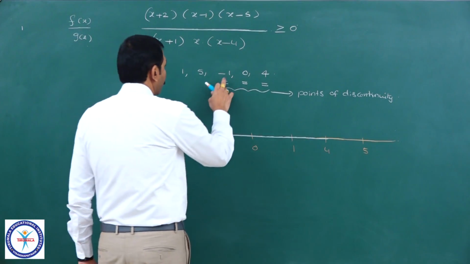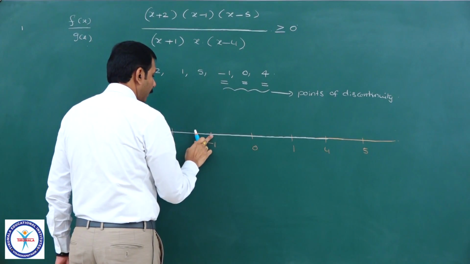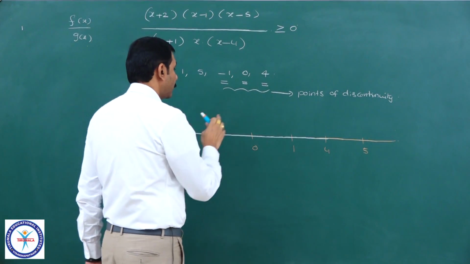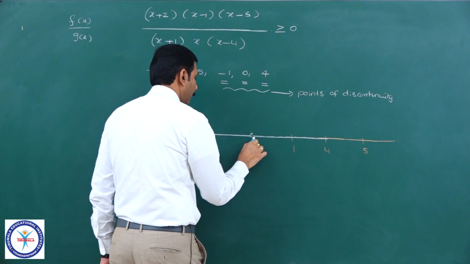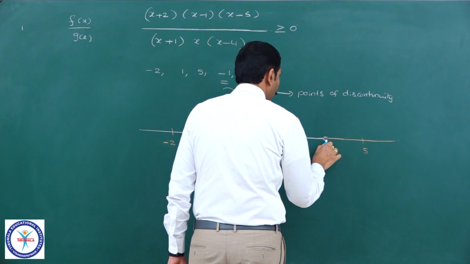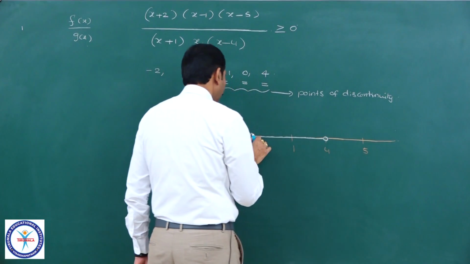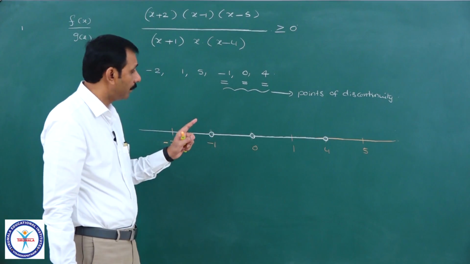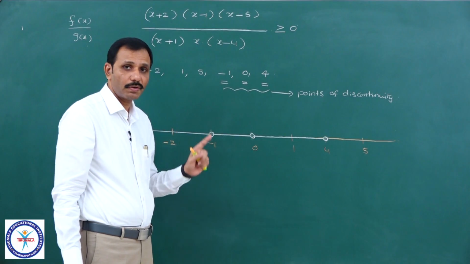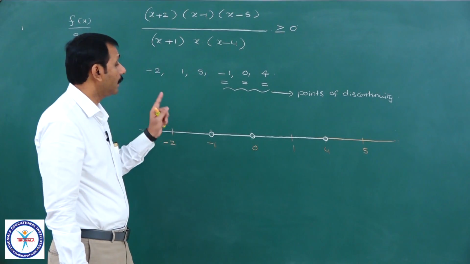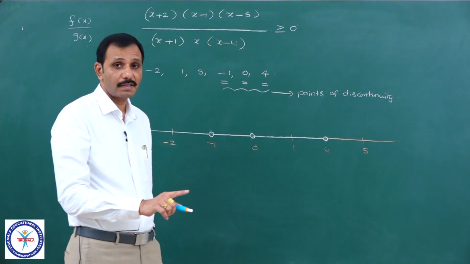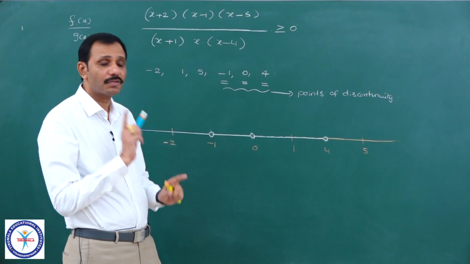See here, -1 is there, that is in the denominator. Therefore, I will mark it with an open circle. 0 is there, yes, I will mark it with an open circle. And 4 is also there, I will mark it with an open circle. Means these three values should not be included in the solution. If you are writing the solution set of that inequality, that care must be taken. Open circles mean that point can never be included in the solution.